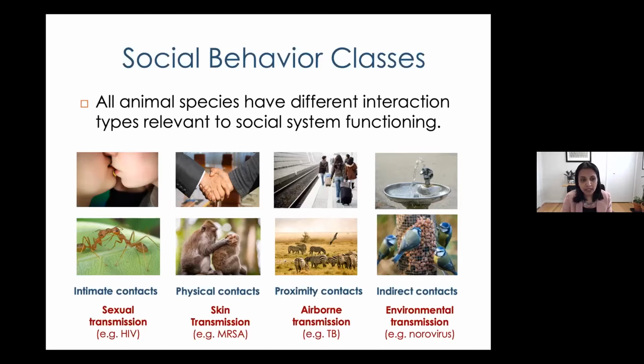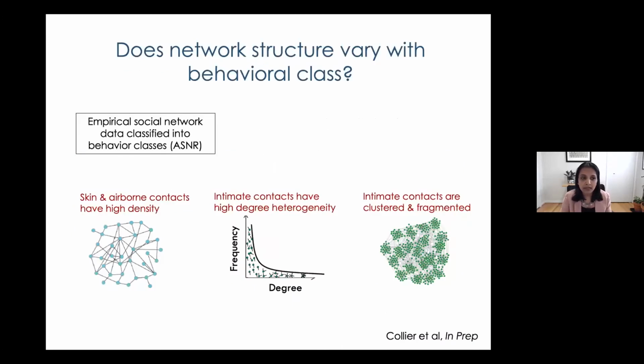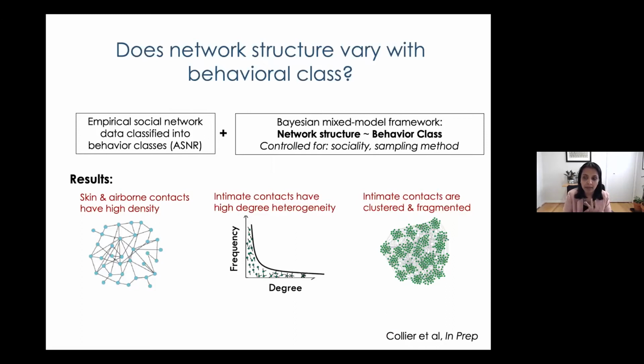And so our question here really was to identify: does network structure vary with behavior class? So again, we used data from the ASNR looking at networks across a range of taxa, and we again used a regression framework. In this context, our response was the network structure, and our predictor was behavior class. And again, we controlled for a few things that we knew to vary between these data sets. And we find some results that basically highlight how network structure varies by behavior class.